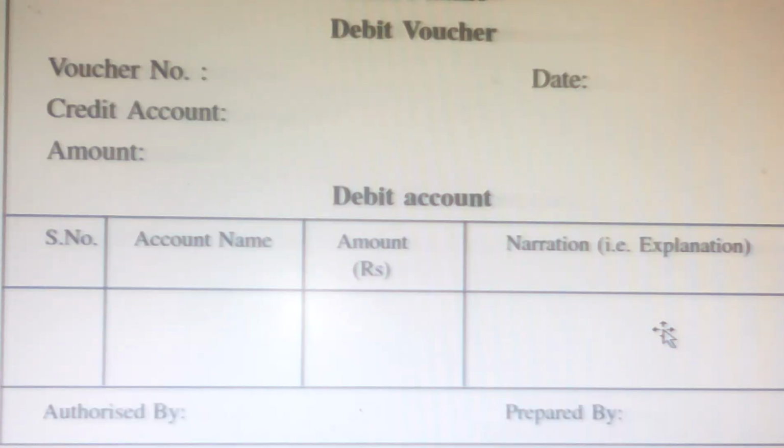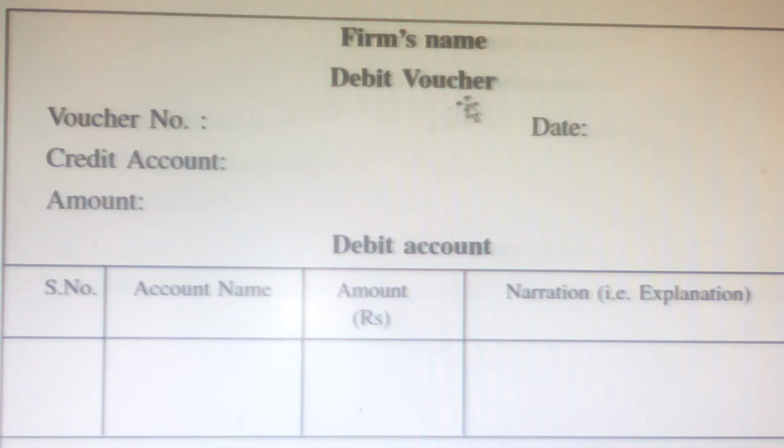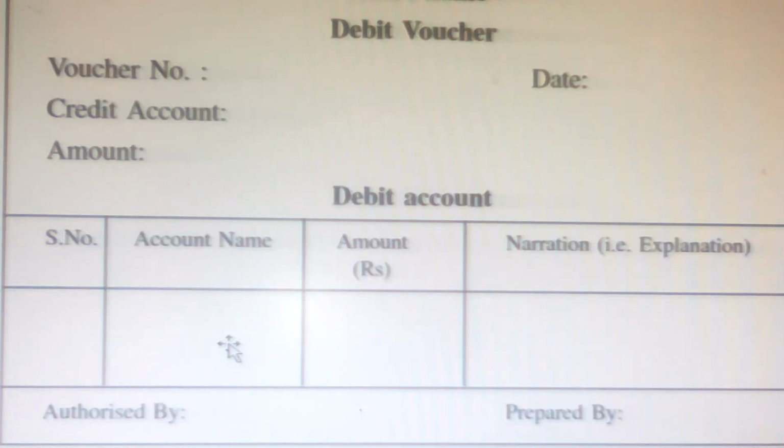Correct. So what is the debit voucher format here? See the format: the firm's name, debit voucher, voucher number, then here the credit account we have to mention. So whenever debit, we mention the credit account, then the amount, then the date, then the debit account name, then the amount, then the narration, what the exact transaction details are, then who authorized this debit voucher and who prepared it. So all this information is available in our debit voucher.